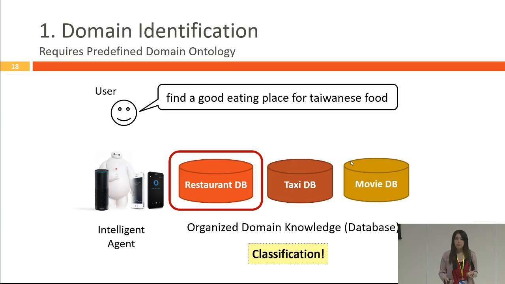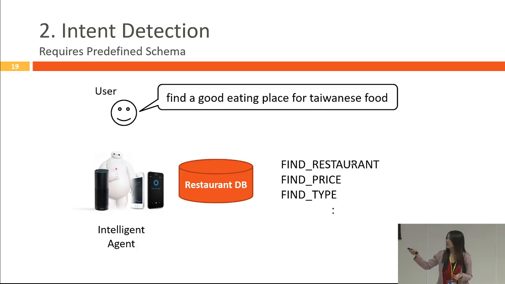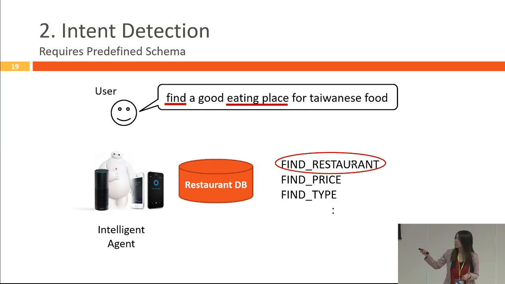Second, if we design a restaurant database containing information the user wants, but it can support different functionalities, like find restaurant, find price, or find type, you can again do sentence classification to decide which intent this sentence belongs to. So this we call intent detection.